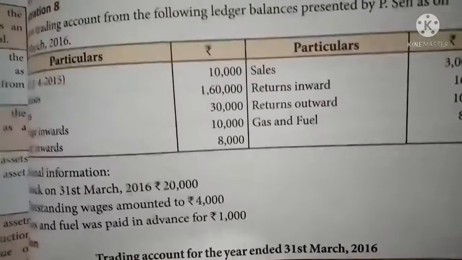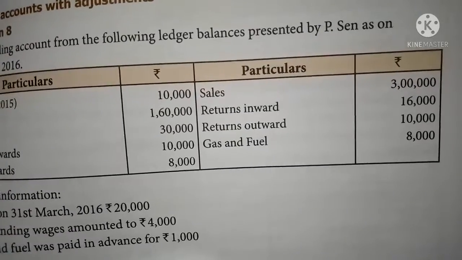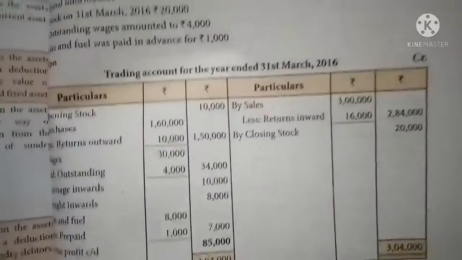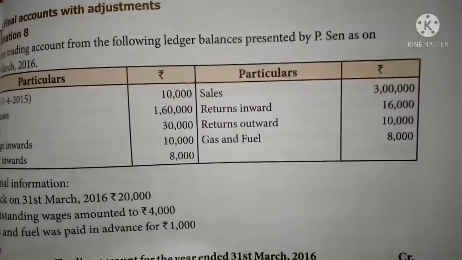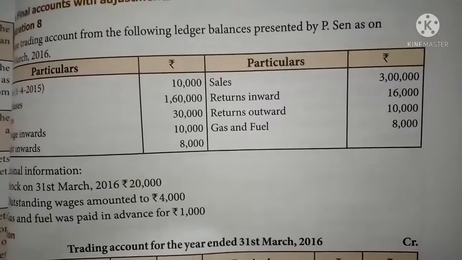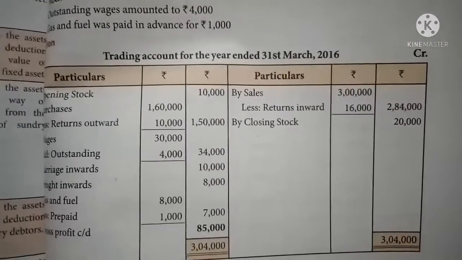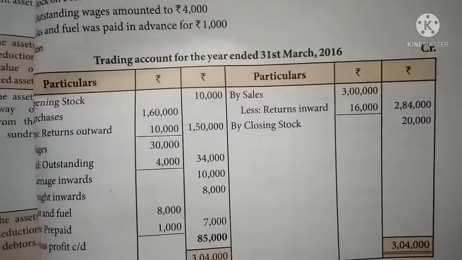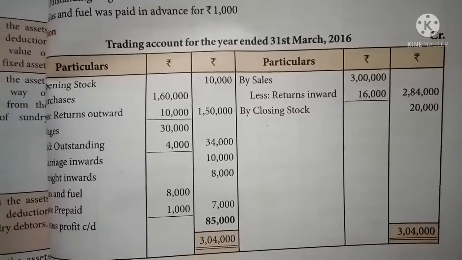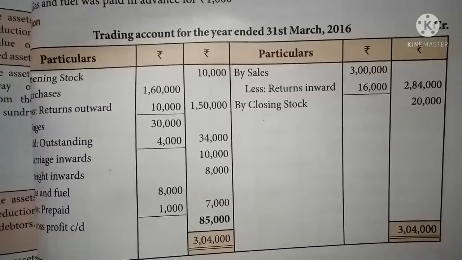And then sales, 3 lakh, is given. Sales should be written on the credit side of the trading account, by sales 3 lakh. Return inward is given, that is sales returns, 16,000. That should be separated from the sale amount. So less sales returns, that is return inwards, 16,000. From 3 lakh subtract 16,000. The net amount will be 2,84,000.